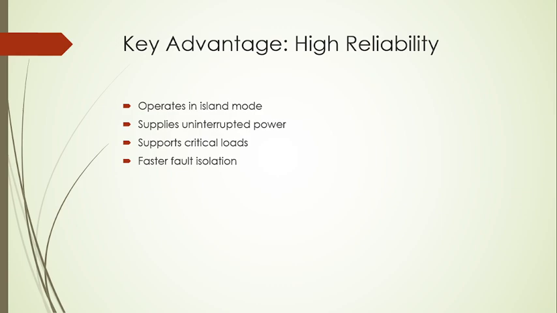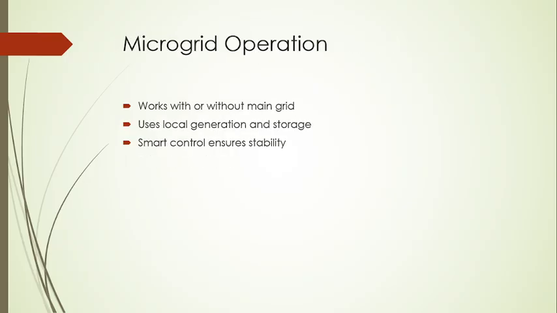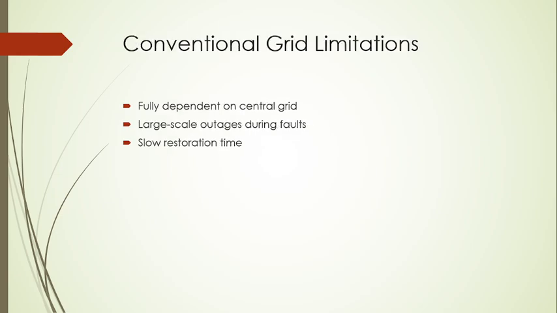The key advantages of microgrids are that they are highly reliable and operate in islanded mode. If any fault occurs on the utility side, we can disconnect the PCC point and operate the system in islanded mode. It supplies uninterrupted power, supplies critical loads, and faster fault isolation can also be done. Microgrid operation works with or without the main grid. It uses local generation and storage, and smart control ensures stability.